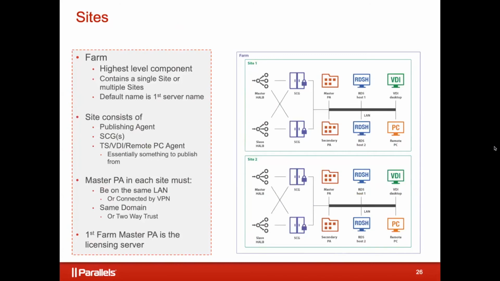Well, if I look at this little drawing here, it looks like I have two complete RAS infrastructures, right? They've got publishing agents, gateways, load balancers, remote desktop servers, VDI, whatever. So I've got all of that running. And that's really what a site is: it's almost an entirely separate RAS infrastructure. So it's got to have enough stuff to run a full RAS infrastructure, if you will, right? It's got to have a publishing agent and a gateway at the minimum, and it's got to have something for somebody to connect to. So usually a terminal server or a VDI desktop.